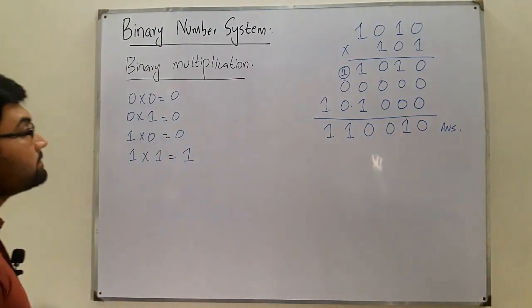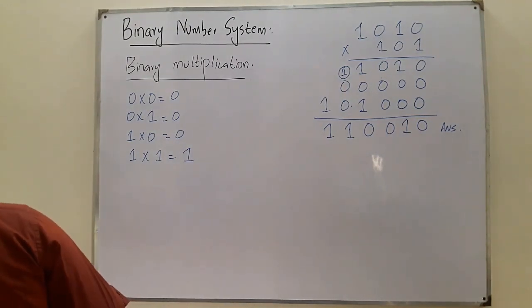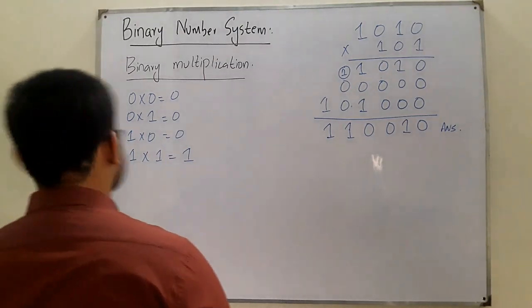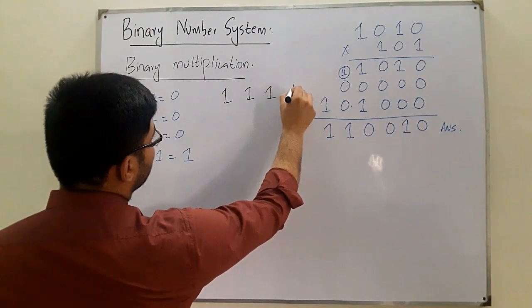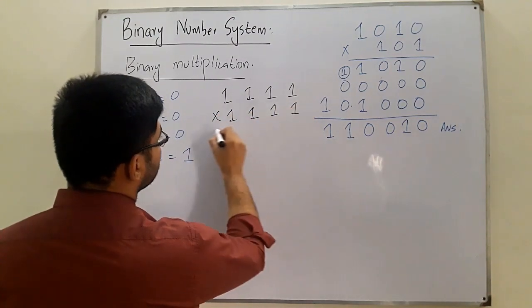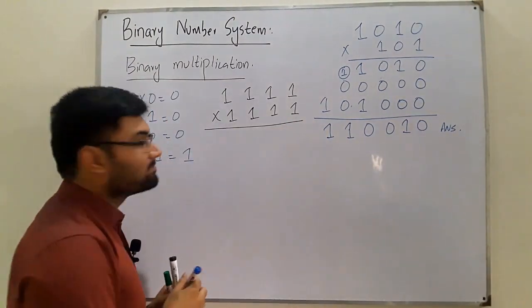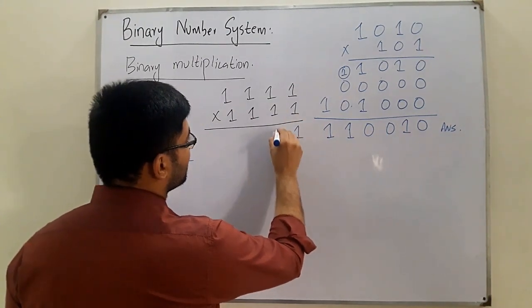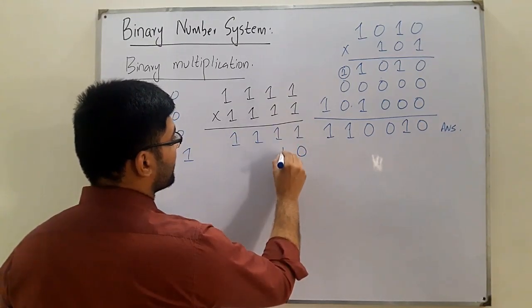All right, another example. So let me have a tricky example for you. 1111 multiplied by 1111. So simple as it looks, but we have tricks later on. Continue first. 1 times 1 is 1, and so on, giving 1111 for the first row. Introducing a 0 for the second one.